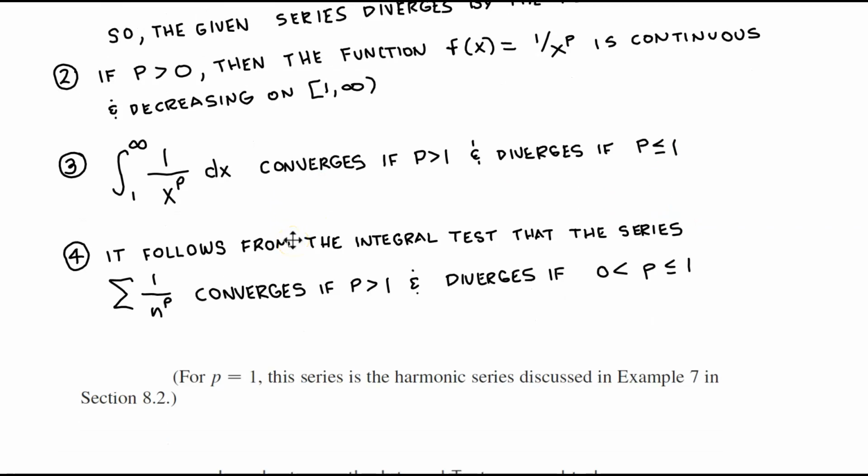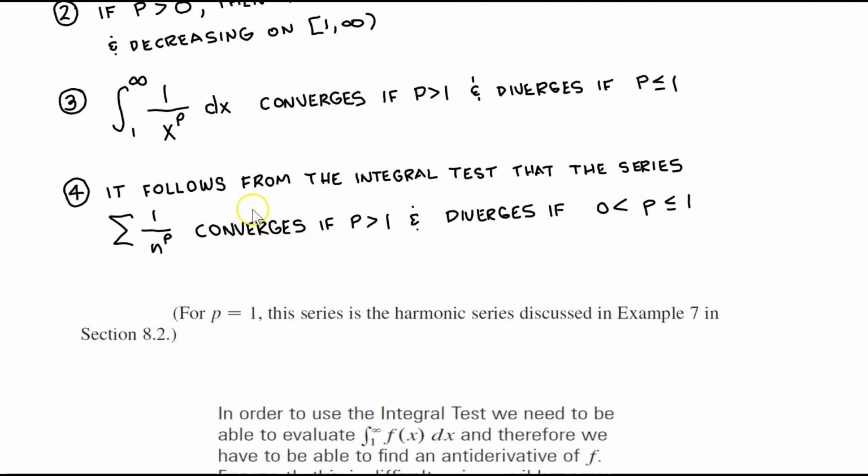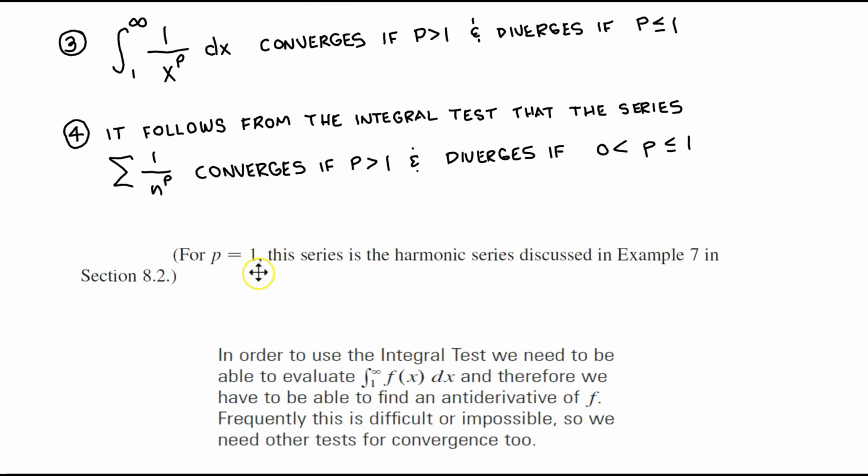So in step 4, we can say that it follows from the integral test that the series of 1 over n to the p converges if p is greater than 1, and it diverges if p is between 0 and 1, including the value of 1. Now for p equal to 1, this series is the harmonic series as we discussed in example 7 back in section 8.2.